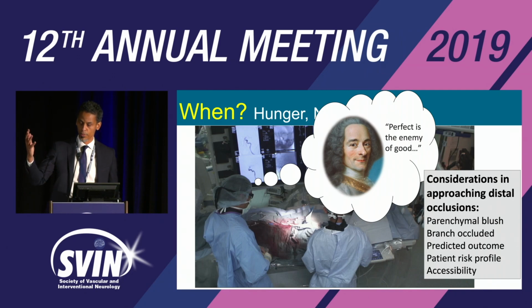Is there parenchymal blush? Which branch is occluded and what's the deficit? An anterior frontal branch versus a posterior frontal branch? Different problems. How accessible is the lesion? How hard have we fought to get there in the first place? And what's the patient risk profile? Those considerations haven't changed, but my threshold to chase something distal has really come down. I'm much more willing to go after that.